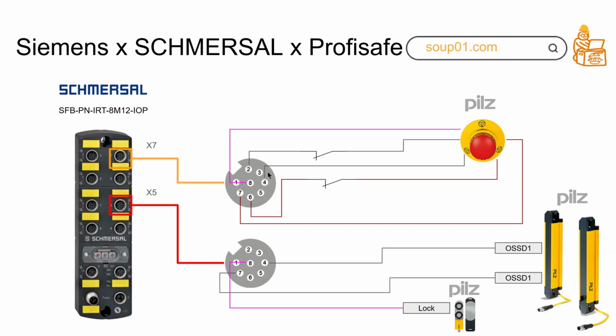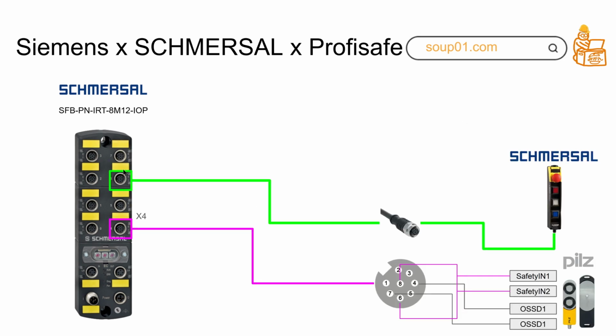So here is the wiring for this tutorial, for X7 and X5. For X7, I'm connecting a Pilz E-Stop, and for X5 I will connect to the OSSD1 and 2 that come from the Pilz light guardian. And on the output side, I'm connecting to control the Pilz lock or unlock the door. And here, I'll just use an M12 8-pin cable to connect to the Schmersal special control box. No need to do any wiring. And for the X4 port, I'm connecting a Pilz door lock.